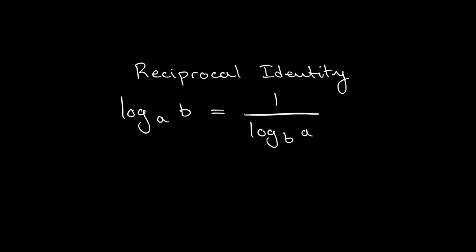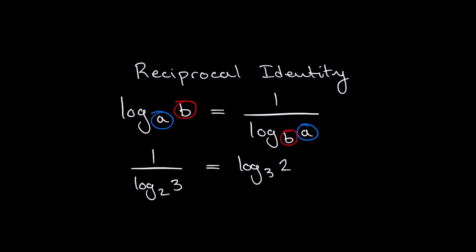Notice here how the bases and arguments of the logarithm are essentially switching places. The base of this logarithm is becoming the argument of the other, and the argument of this logarithm is becoming the base of its reciprocal. This special change of base only occurs when you are taking the reciprocal of a logarithmic expression, and its inverse also applies. So say you start off with 1 over log base 2 of 3, well, that can be rewritten as log base 3 of 2. So it works either way.